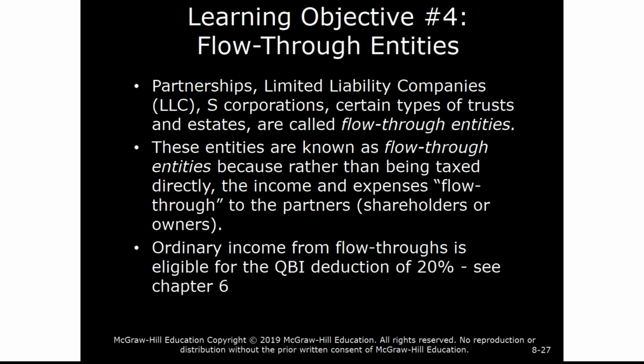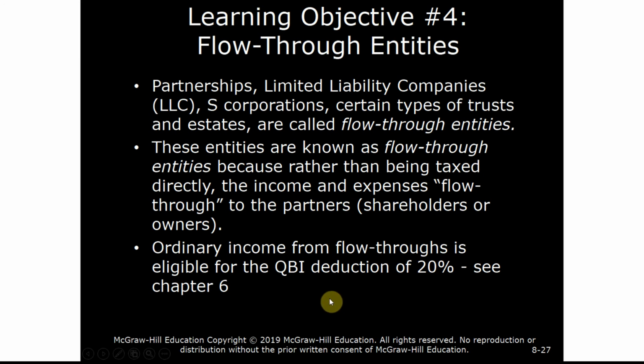We're going to pass down the various components of income, expenses, and deductions to the owners, and then they will deduct that on their individual tax returns. I'll go through an example of that briefly. And by the way, this is new for the 2018 tax year: ordinary income from flow-through entities as well as Schedule C income may be eligible for the qualified business income deduction of 20%. We talked about that in Chapter 6 for lower income companies. So the first 20% of income is not taxable.